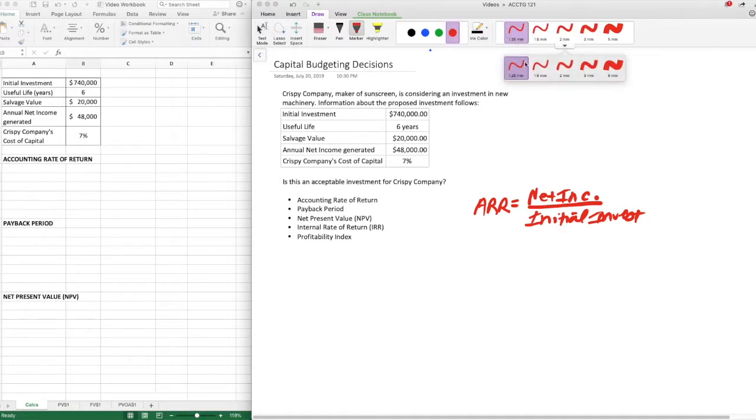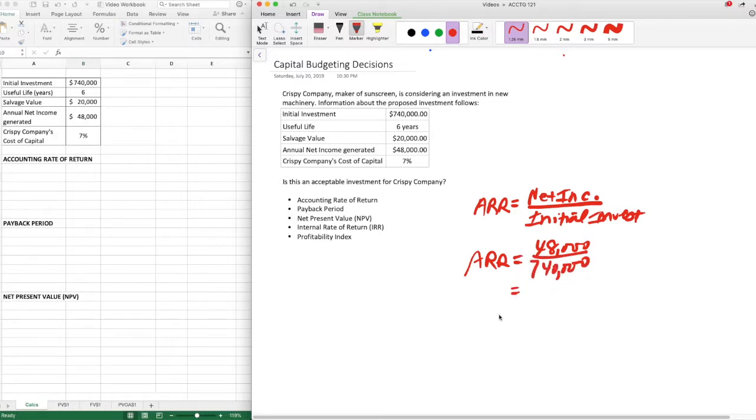Okay, so in our case here, the accounting rate of return would be equal to the 48,000, which is our net income we're supposed to get, divided by the 740,000. So if we do that, we should get 6.49%. Okay, 6.49%. Now, is that good or bad?